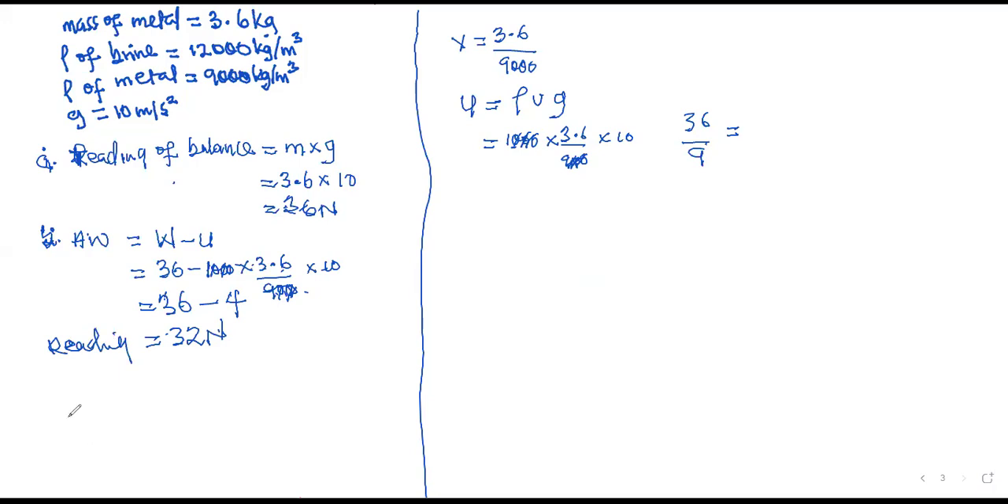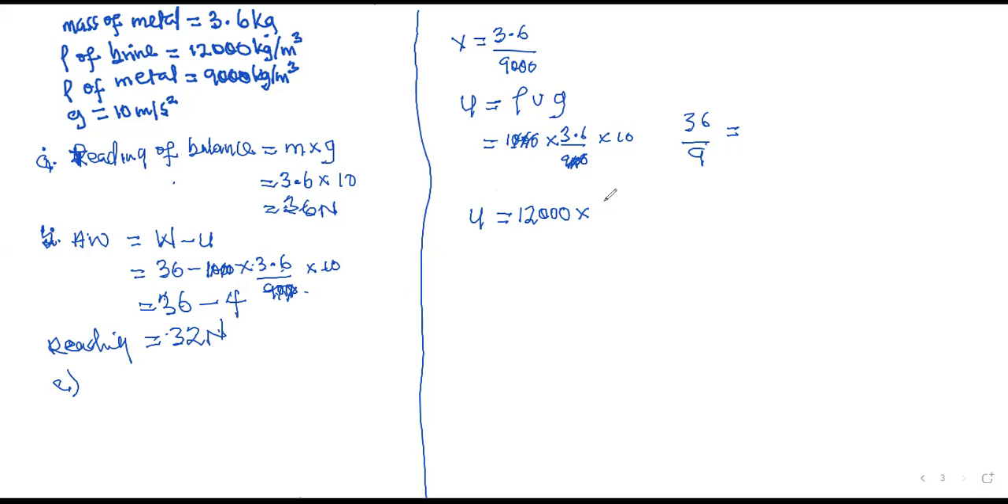Thanks for the correction. Then C, with the metal in brine. Over here, the difference is that we are changing the liquid. In B, it was in water. In C, it is in another liquid, whose density is different from the density of water. The density of brine is 12,000. The volume of brine that will be displaced is equal to the volume of the object.